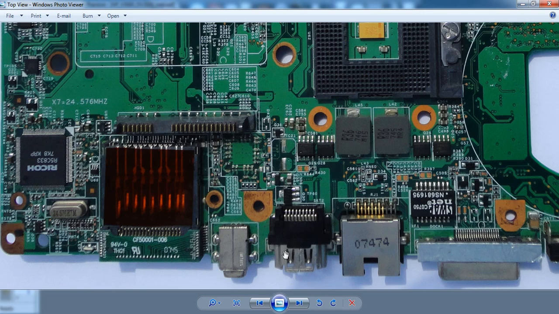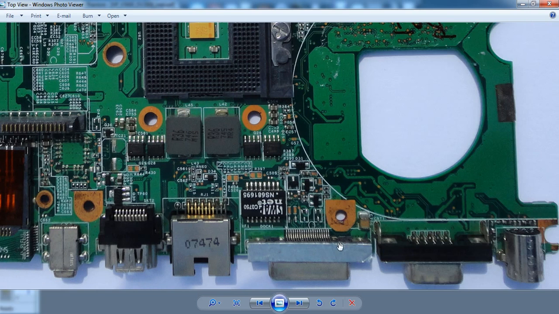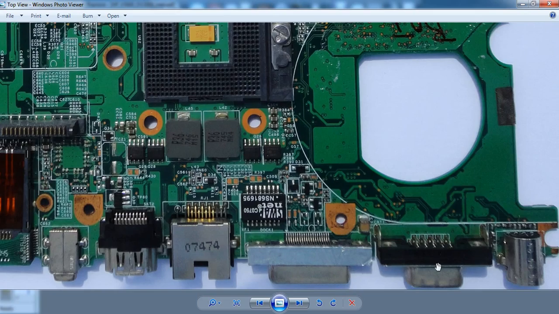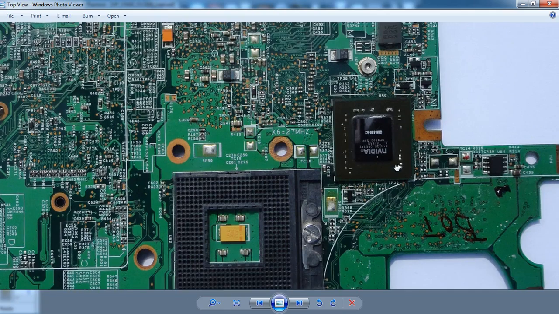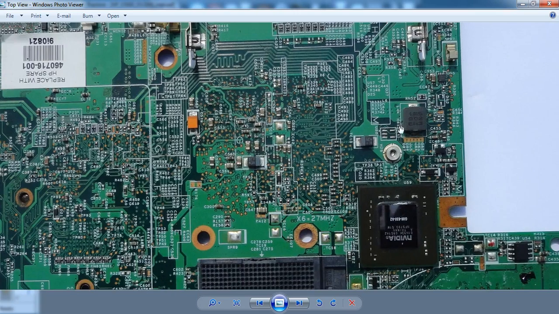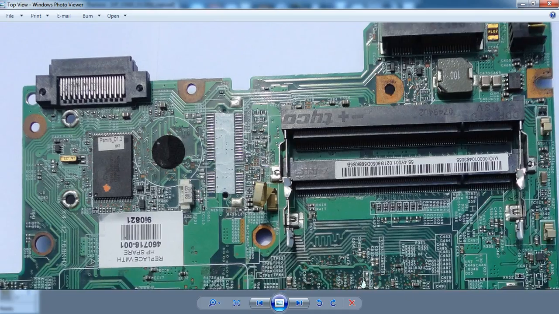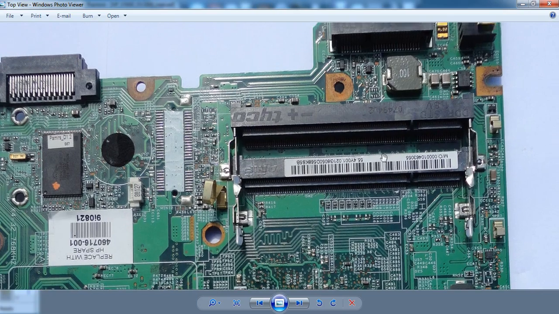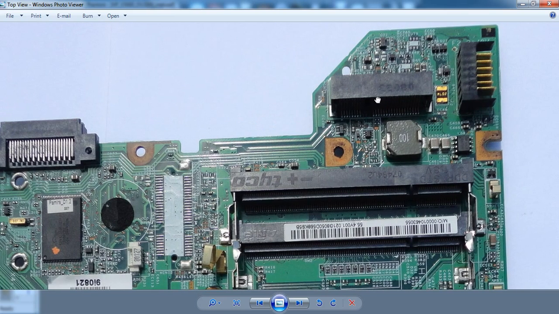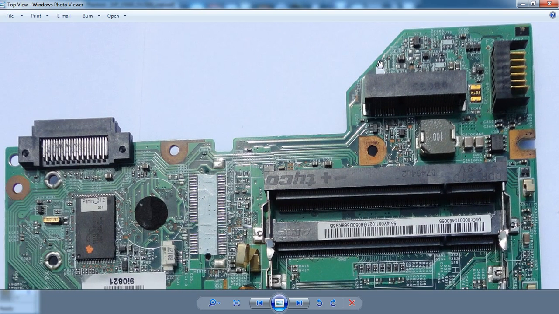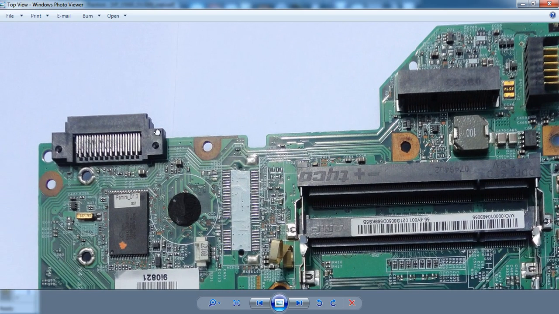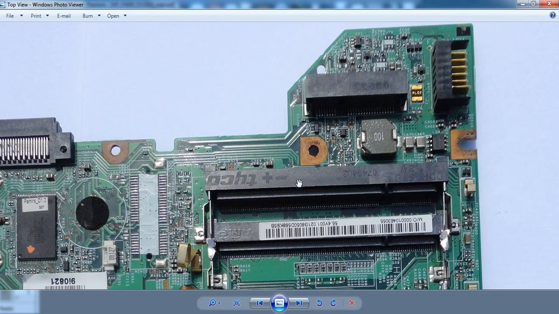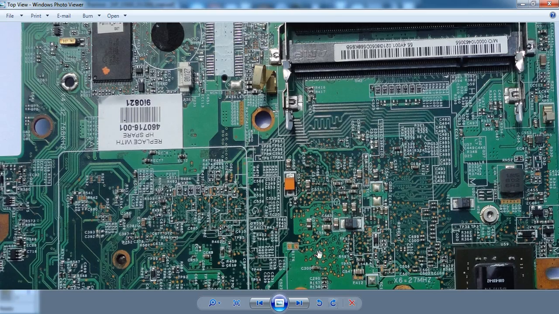This is your RJ45 connector and video outputs. This is external VGA. This is your CPU socket. This is the dedicated NVIDIA graphics chip, inductors, electrolyte capacitors. This is also an electrolyte capacitor. This is your DIMM1 and DIMM2 slots. This is your ODD, optical disc. This is your hard disk drive SATA port. This is your ODD, DVD writer. This is your battery charging connectors.